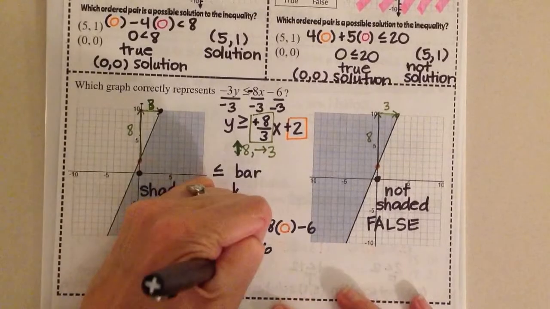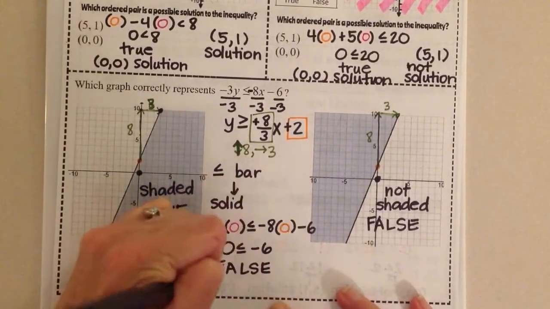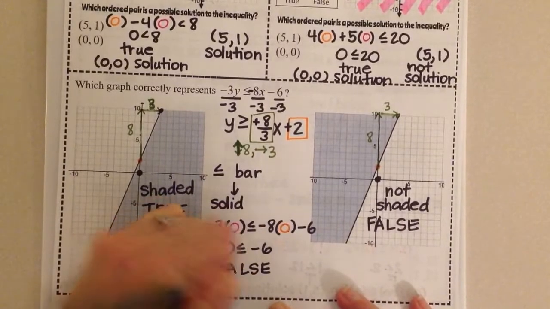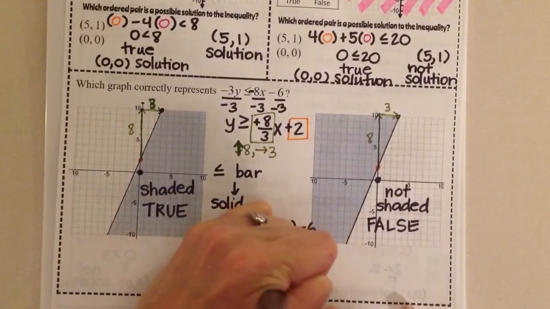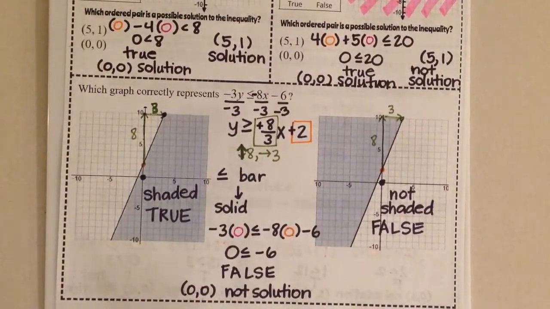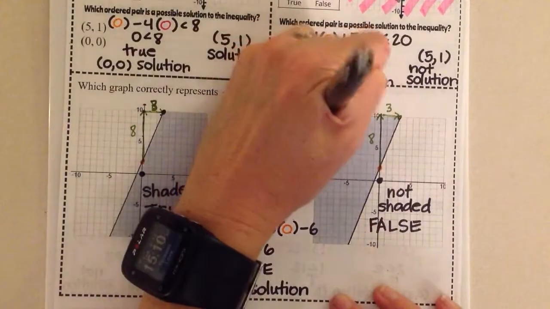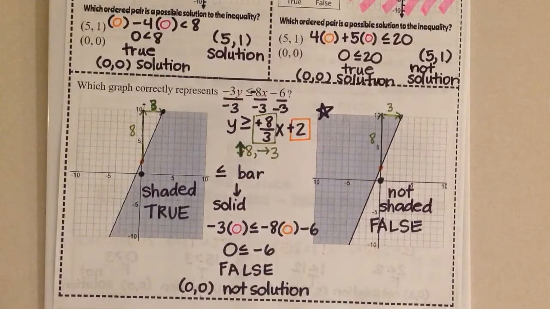That would be false, which tells me that 0, 0 is not a solution and should not be in the shaded area. Well, which graph shows the origin not in the shaded area? The graph on the right, that is the correct graph that matches up with the inequality in our question.